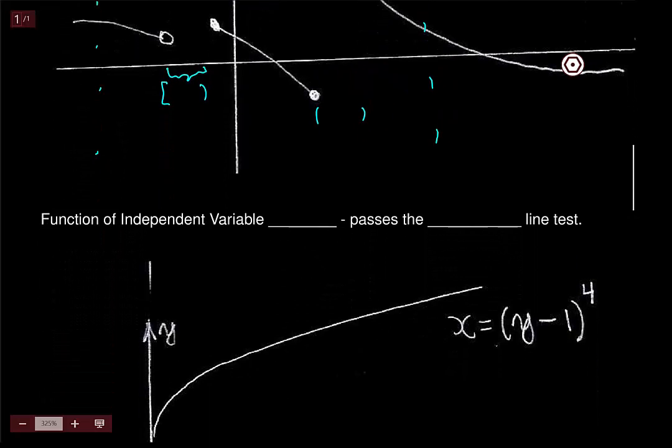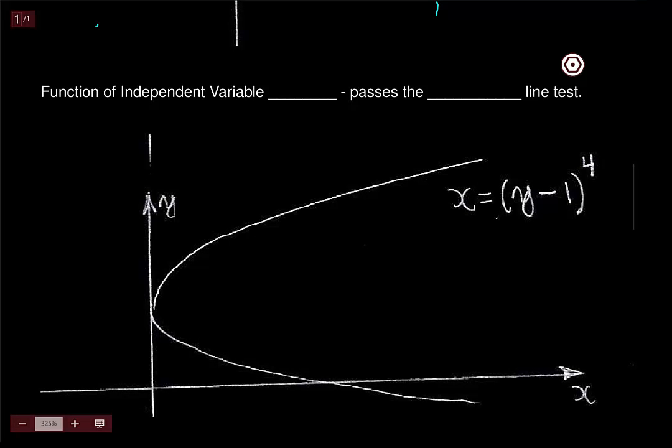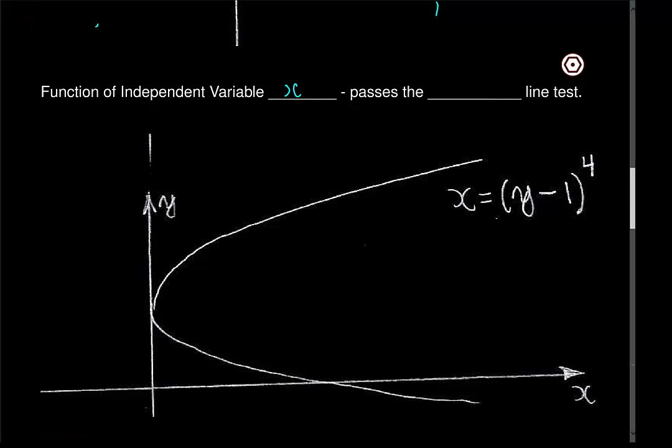We can also have a different type of function, functions that look like they've been flipped in the line y equals x, which they have, so we can have functions of an independent variable x. Instead of passing the vertical line test, to have such a function, we need it to pass the horizontal line test.